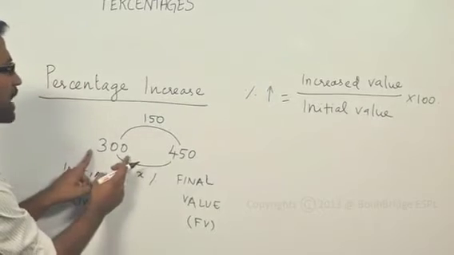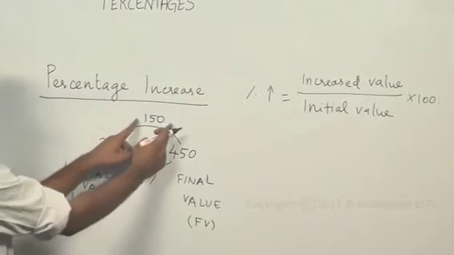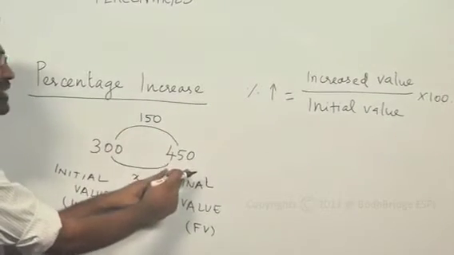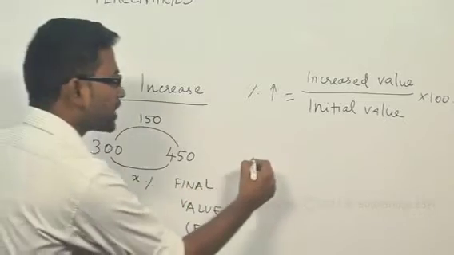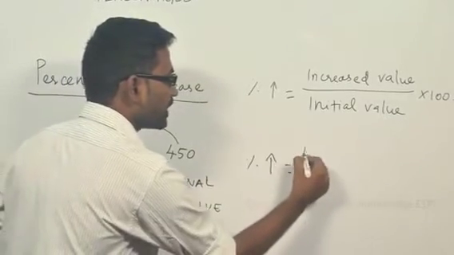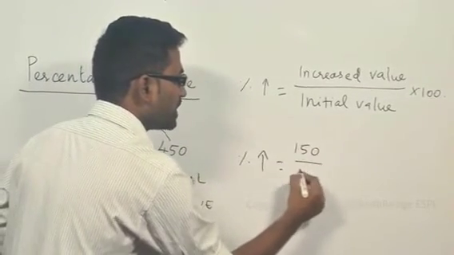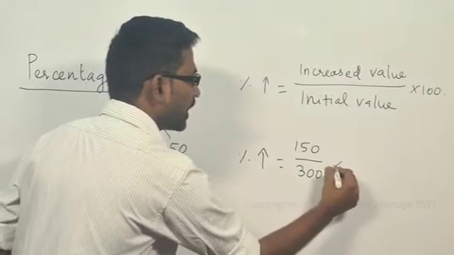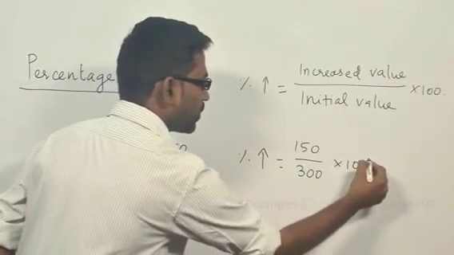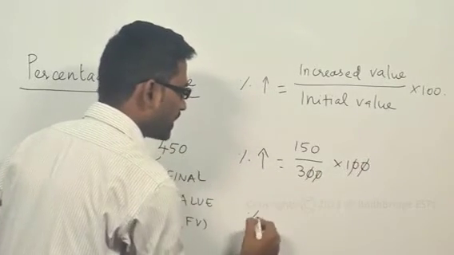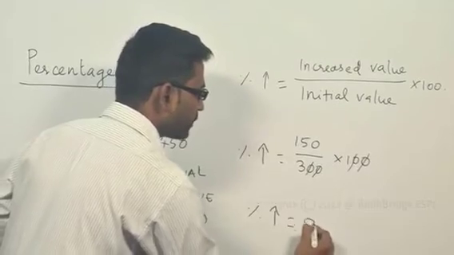So the initial value is 300. It got increased by 150 so that it is resulting in 450. So percentage increase: the increased value is 150, the initial value is 300, into 100. So by cancelling this, the percentage increase that happened is 50%.